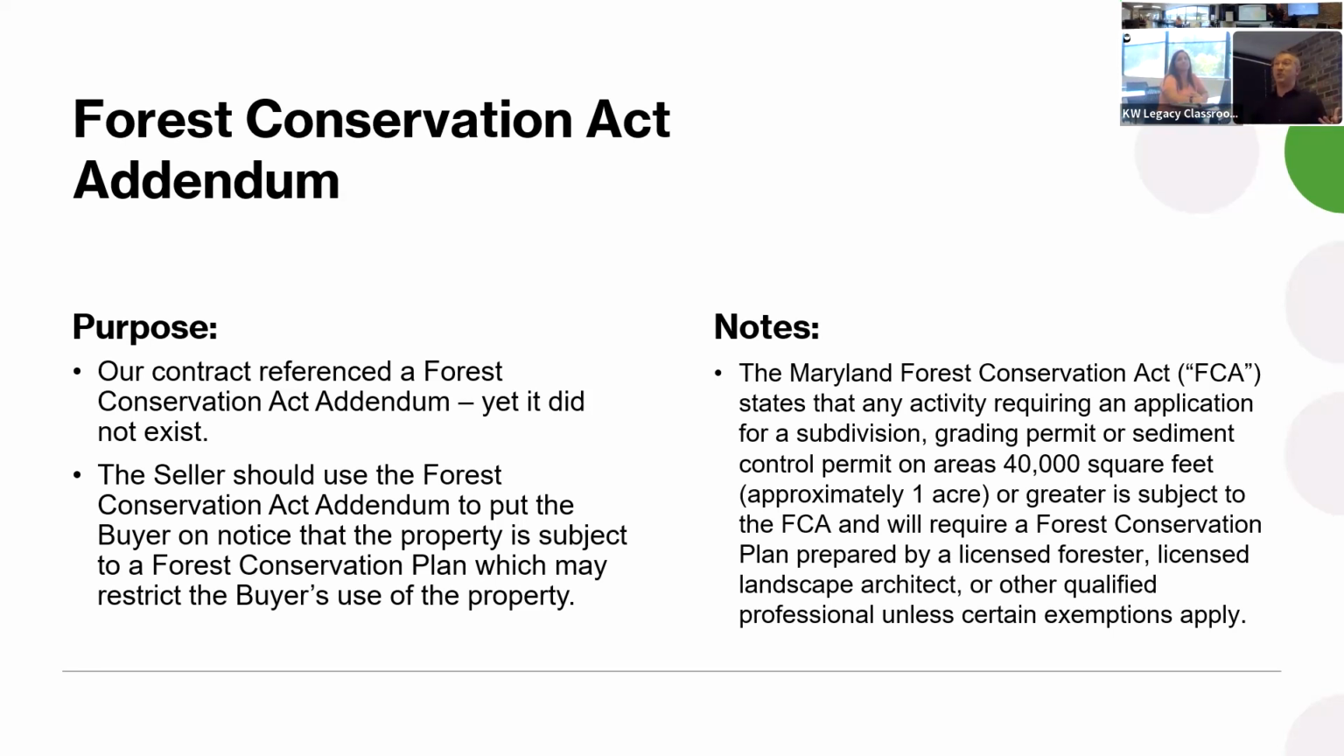So hopefully your seller would know if there's a plan like this in place because maybe they subdivided and had all these trees cleared, and then there's this forest conservation plan that they already know about. So again, we only have to provide this if there is a plan in place. Does this replace the conservation easement addendum? Or is it used in conjunction with? This is in conjunction with. It is very specific to the forest conservation plan, which is not contemplated in the other addendum, I think.